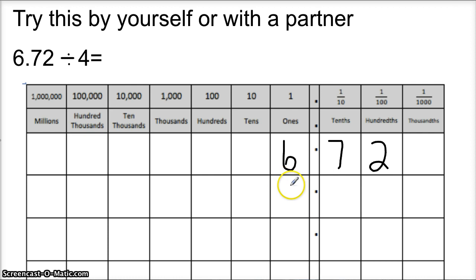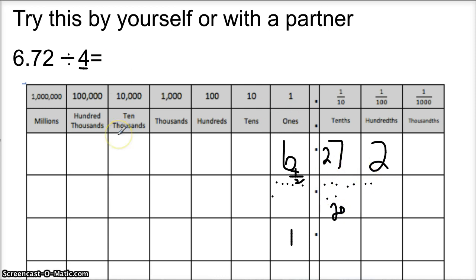Alright, so I'm dividing by 4, and I know that 6 can be divided by 4 only one time. So if I have those place value dots, it would look like this. 6 minus 4 gives me a leftover of 2. So what am I going to do with that 2? Scoot it on over here. So now I have 27 dots.